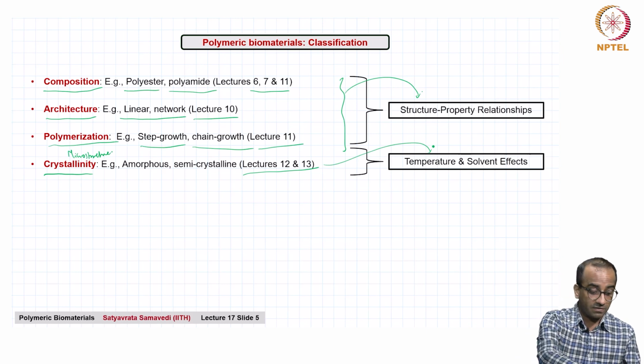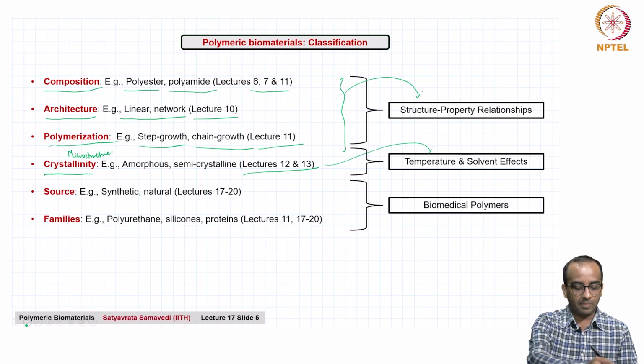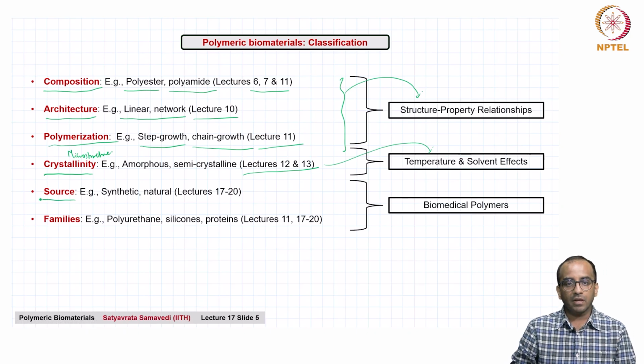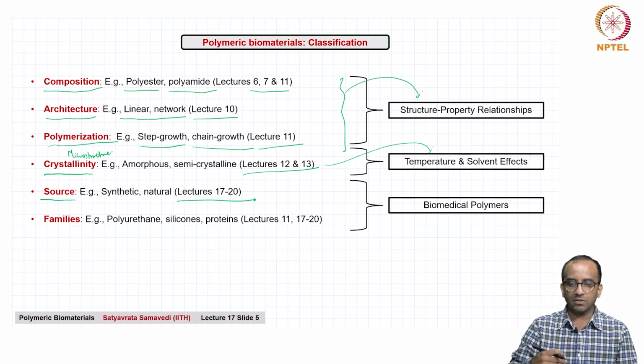Now, you can also classify polymers some other ways. One of them is source. You can classify them as synthetic and natural polymers, for example, based on source, and that's going to be the topic of the current lecture and subsequent lectures as well.